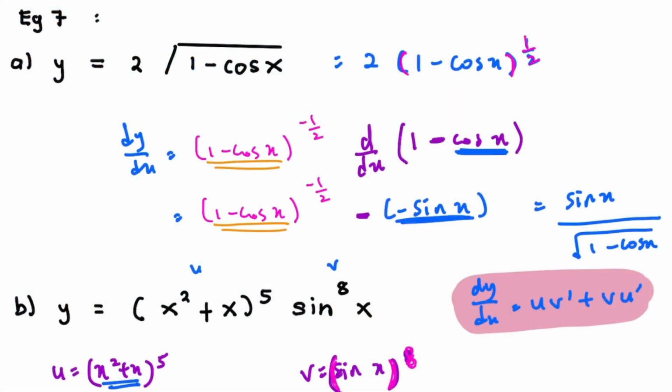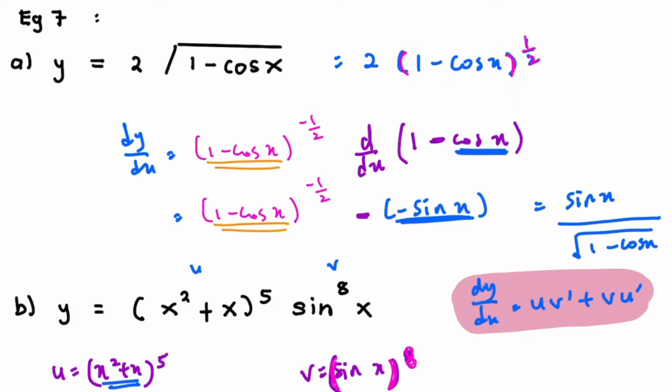Let's proceed with example 7. The question says y is equal to 2 square root of 1 minus cos x. So we need to differentiate this function here. Let's rearrange the question first. This is just 2 times (1 minus cos x), everything here to the power of 1 over 2.